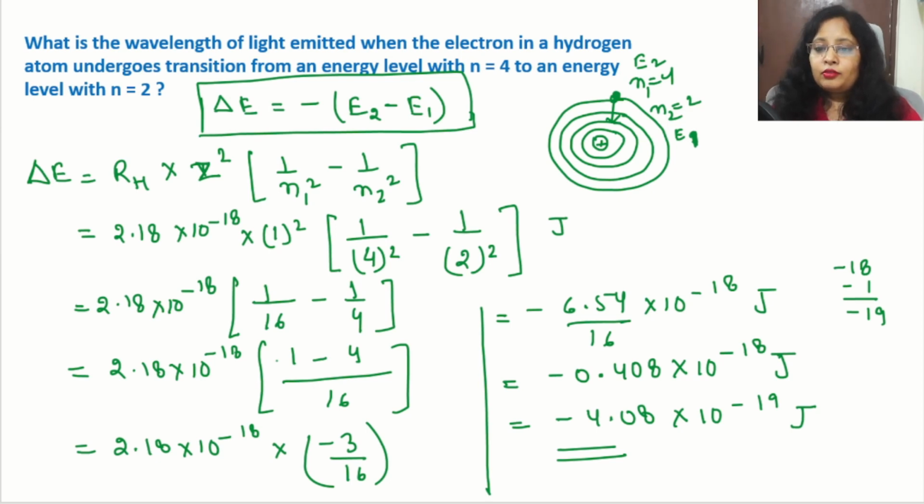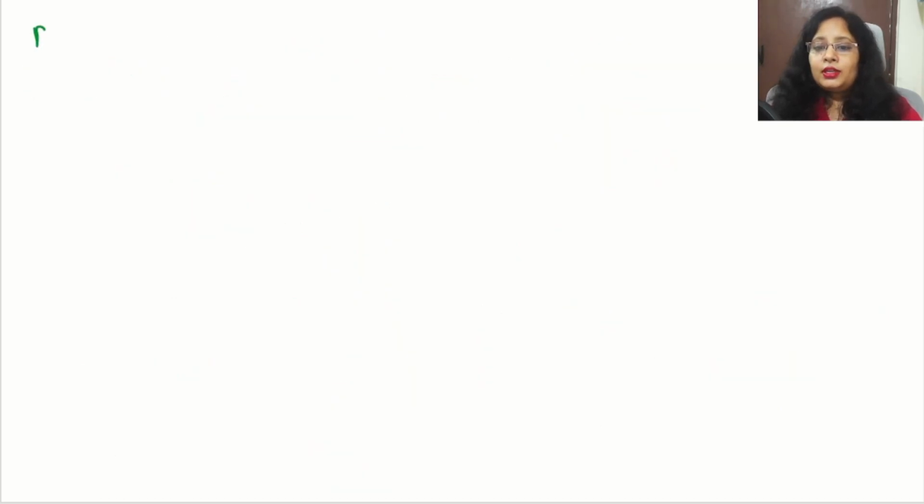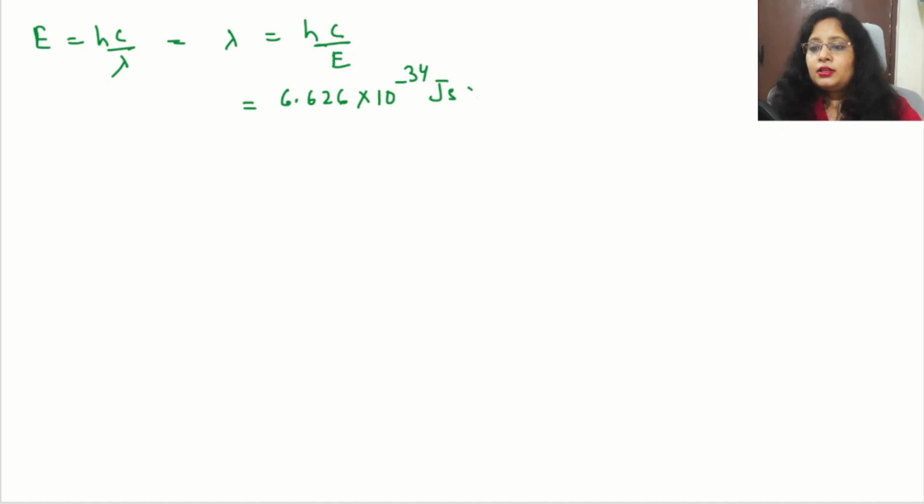Now actually we have to find the wavelength of the light. So if we got the energy from this, we can find the lambda. Let's see how. We know E is equal to hc by lambda. We will use this formula. So from this formula we can say lambda is equal to hc by E. Now putting all the values, h is the Planck's constant, its value is 6.626 into 10 to the power minus 34 joule second. C is the speed of light, value is 3 into 10 to the power 8 meter per second.